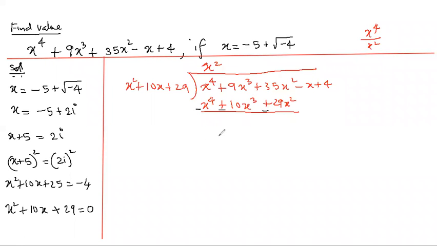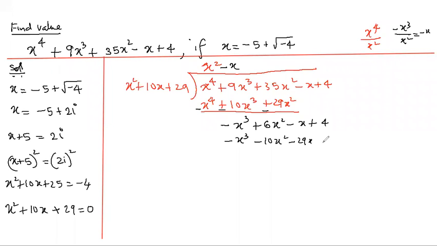So your answer became minus x cube plus how much? 6x square minus x plus 4. 35 minus 29 is 6. Now divide minus x cube by x square. So minus x. Multiply minus x by the divisor: minus x cube, minus 10x square, minus 29x. Always both will be the same number. When you take the difference, this will get cancelled.